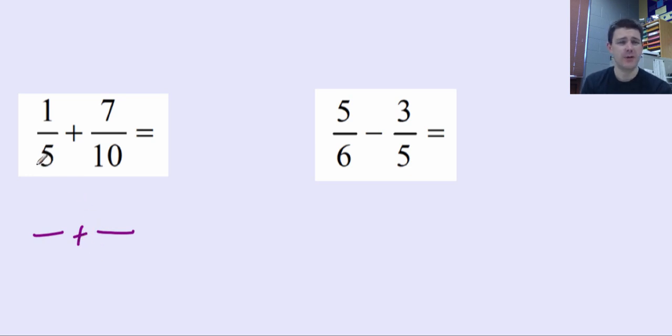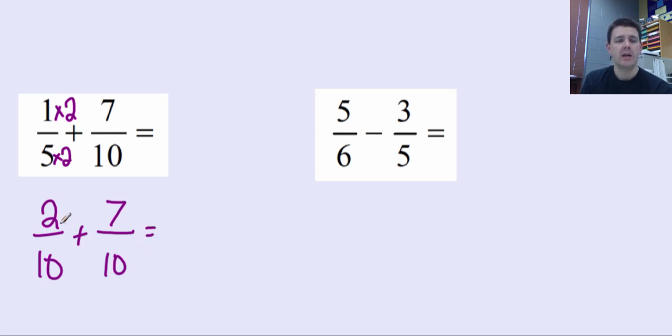We need to find something that a 5 can turn into and a 10 can turn into. Well, turns out I can turn a 5 into a 10. That way the 10 just stays the way it was. So I can turn a 5 into a 10 by multiplying by 2. So I do the same thing to my numerator. 1 times 2 is 2. This one's already a 10. That's what I want to change it into, so it stays as 7/10.